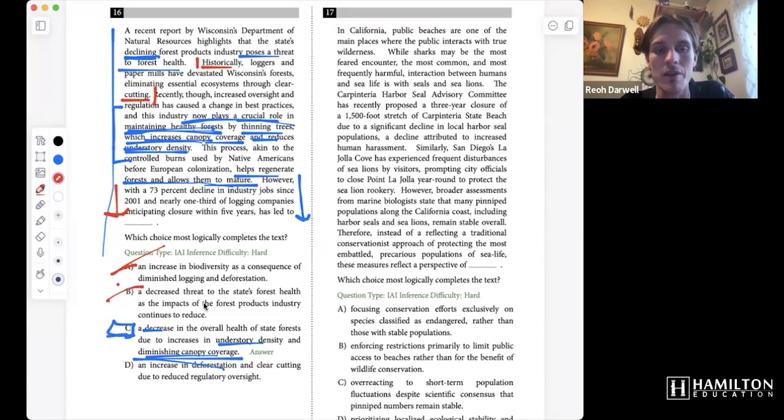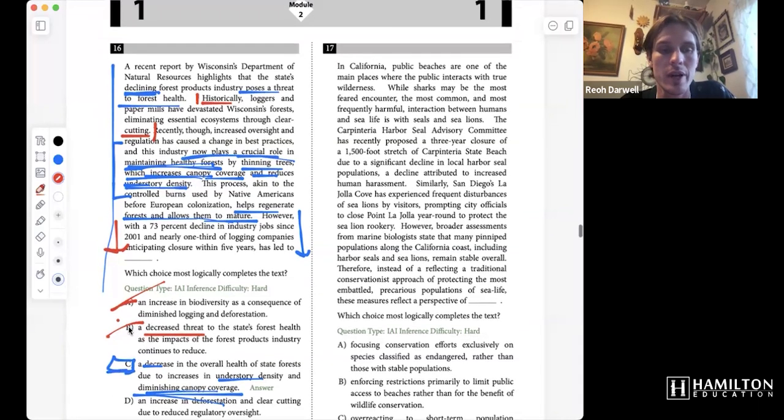B is opposite in all the senses, right? We're going to see an increased threat to the state's forest health, right? Because it's going to be this refutes answer choice B.